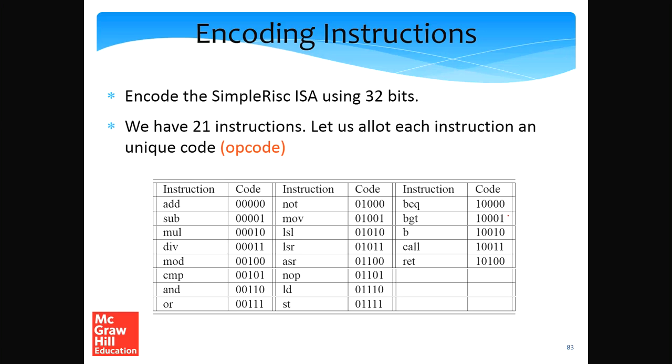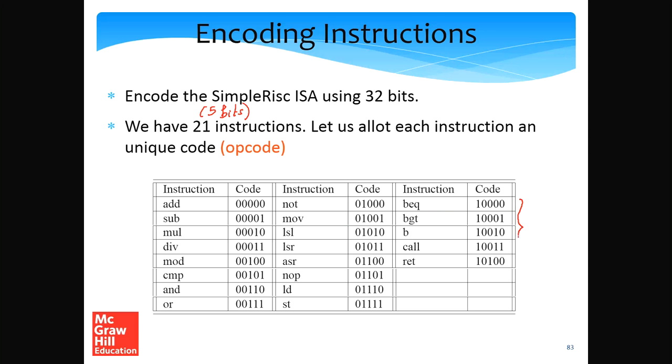So let's start out by assigning an op code, an operation code or an instruction code to every single instruction, and the instruction code has to be unique. For example, there are 21 instructions, so we will need 5 bits. Why 5 bits? Because 4 bits will not do. We can only encode 16 instructions, so we need 5 bits. So the add instruction gets a code of 0. Then we first have all the arithmetic instructions. Then we have the load and store instructions. And lastly, we have the branch instructions.